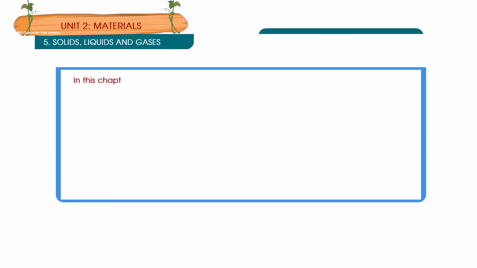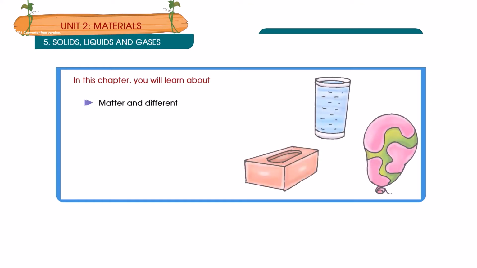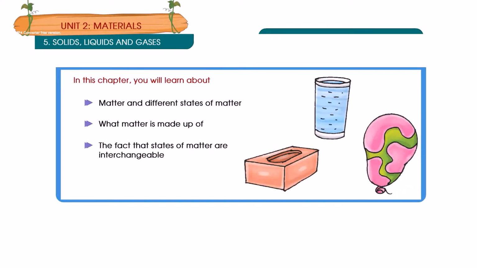In this chapter you will learn about matter and different states of matter. What matter is made of. The fact that states of matter are interchangeable. Dissolving of solids in water.